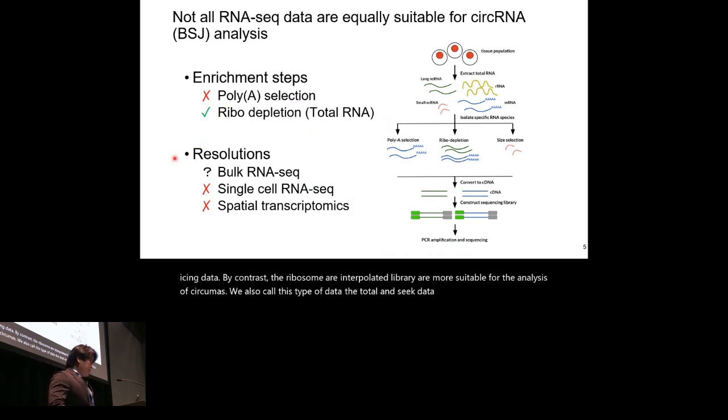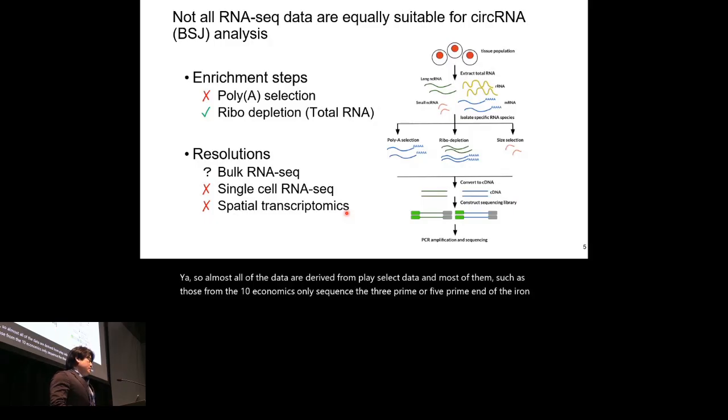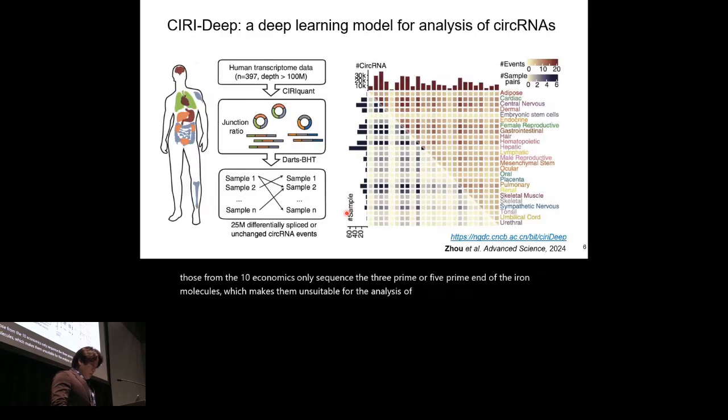Furthermore, for single cell and spatial transcriptomics, almost all of the data are derived from poly-A selected data, and most of them, such as those from 10x Genomics, only sequence the 3' or 5' end of the RNA molecules, which makes them unsuitable for the analysis of circular RNAs. So to fill this gap, we developed CIRI-Deep. It's a deep learning model for the BSJ-read-independent prediction of circular RNA regulation between biological samples.